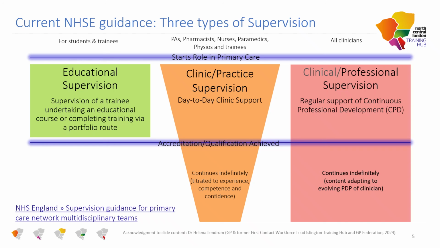The second orange column represents the need for ongoing day-to-day clinic support or practice supervision. This describes the need that all clinicians have to be able to discuss cases, get a second opinion or advice, and therefore ensure patient safety as a priority. This column tapers down over time because although no one ever graduates from the need for this, with time and therefore experience and confidence, the need for supervision decreases.